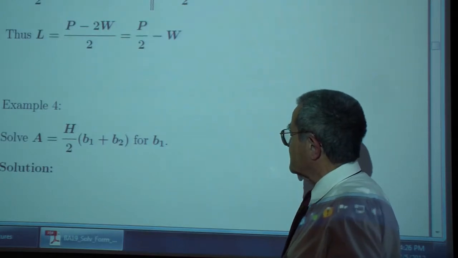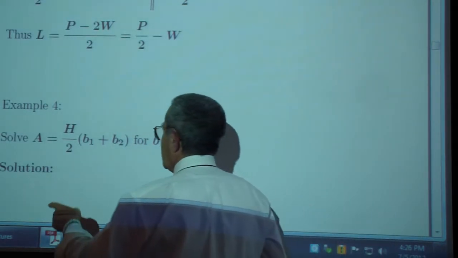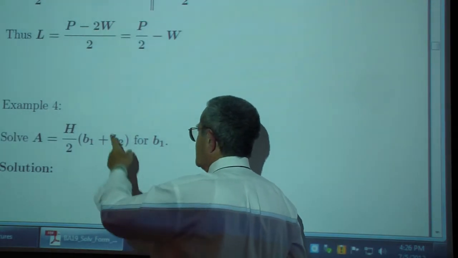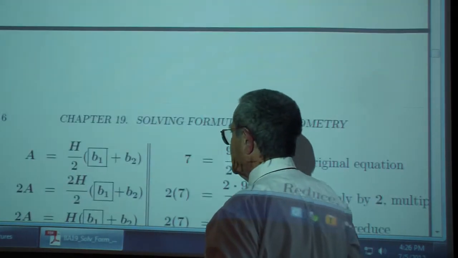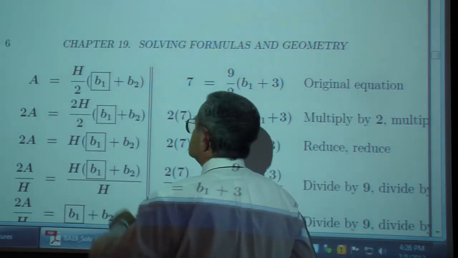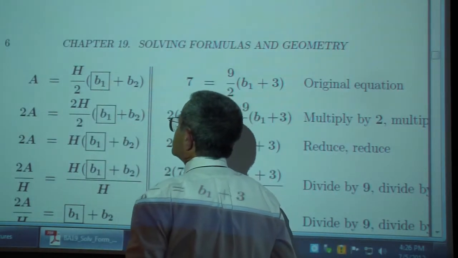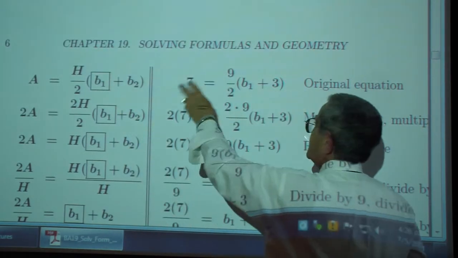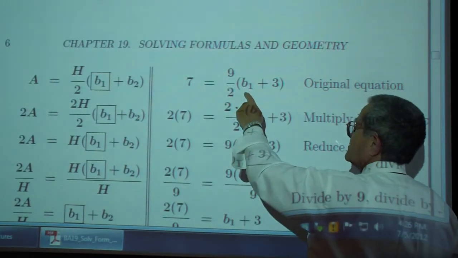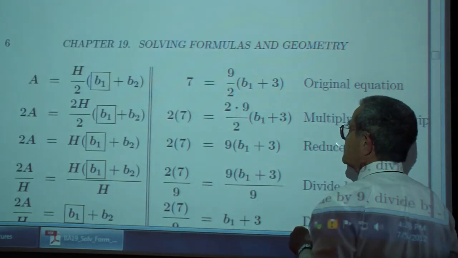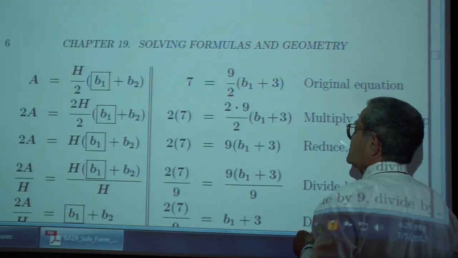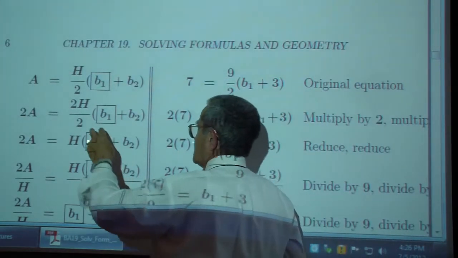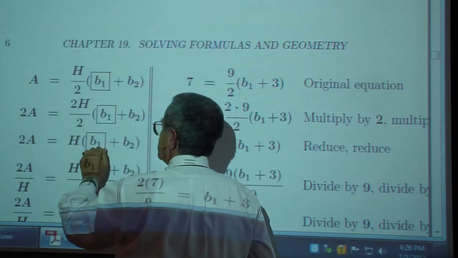Example 4. We want to solve A, which is H over 2 times B sub 1 plus B sub 2, for B sub 1. So we circle or box in B sub 1. We got numbers. A is like 7, H is like 9. B sub 1 is my variable, B sub 2 is like 3. What do I do first over here? Multiply both sides by 2 to get rid of the denominator.